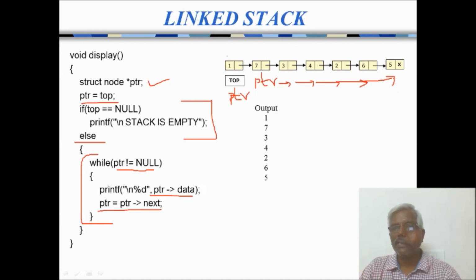Now the pointer is moved to the next place, which is nothing but null, because this node is pointing to null. That's why here it is a null value. So now what is the condition? Pointer not equal to null is false, so it comes out of the while loop. All the elements of the stack are printed on the output screen.